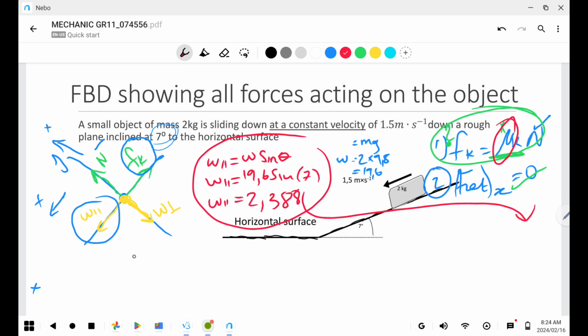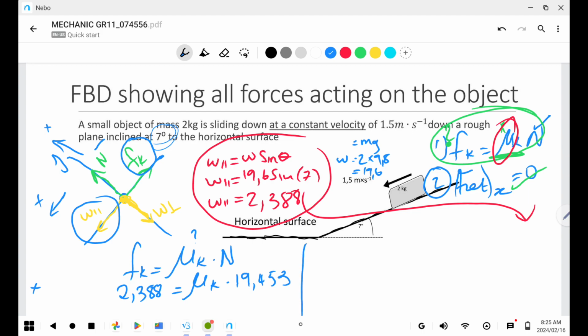Okay, so I'm going to use Fk equals to mu k multiplied by normal. I want to calculate the coefficient. Do we have the Fk? Yes, we do. That is 2,388 equals to, I'm going to leave mu k because I don't have it, multiplied by the normal. The normal was 19,453. And then you divide both sides by 19,453.